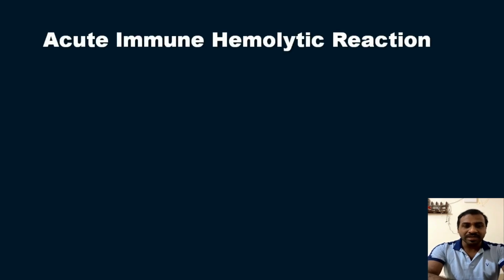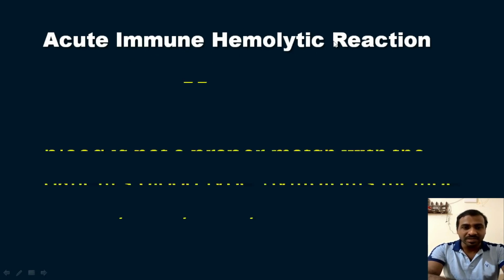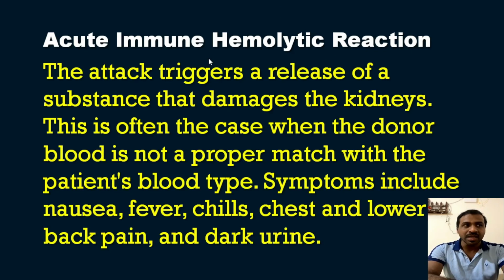Why? This severe back pain is a sign of a side effect of blood transfusion, that is acute immune hemolytic reaction. So what is acute immune hemolytic reaction? We will see. The attack triggers a release of a substance that damages the kidneys. This is often the case when the donor blood is not a proper match with the patient's blood type. The symptoms include nausea, fever, chills, chest and lower back pain and dark urine.